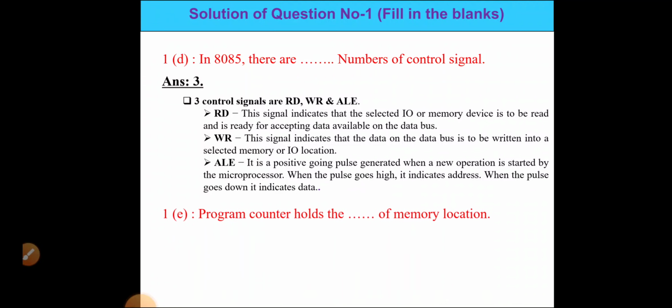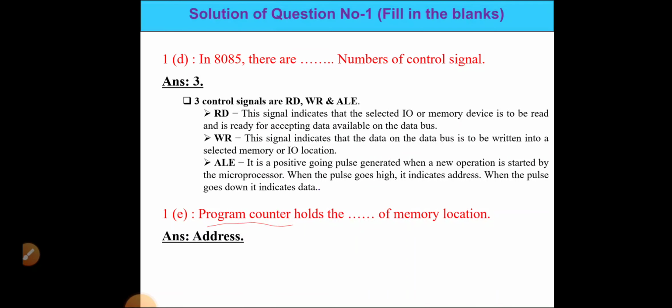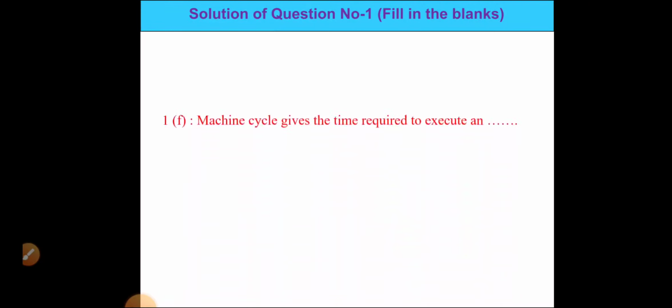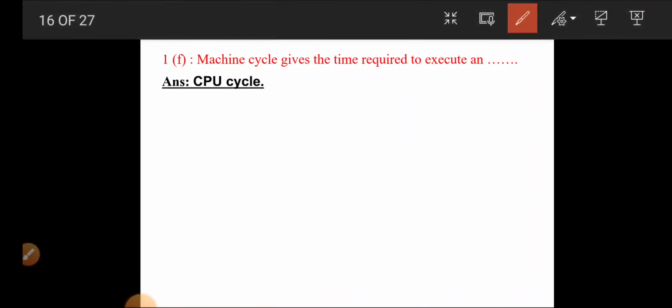Next question is 1E. Program counter holds dash of the memory location. The program counter generally holds the address of the memory location. Okay. Next question is 1F. Machine cycle gives the time required to execute a CPU cycle.